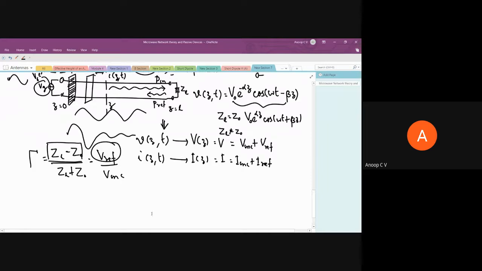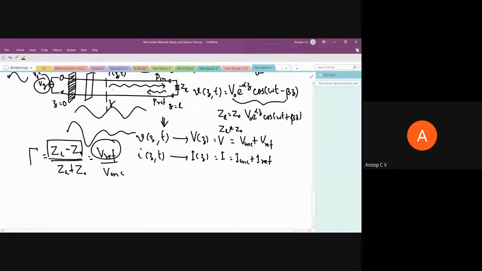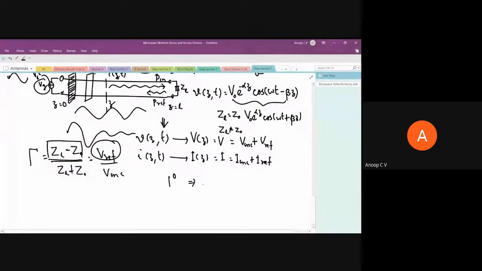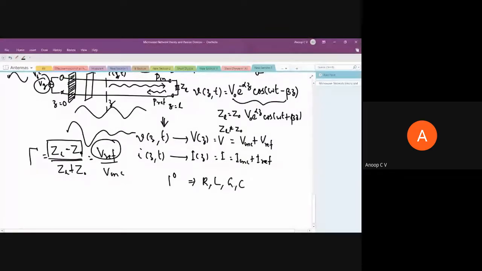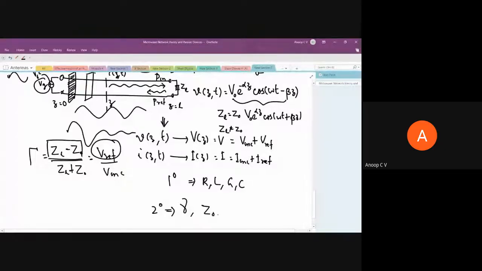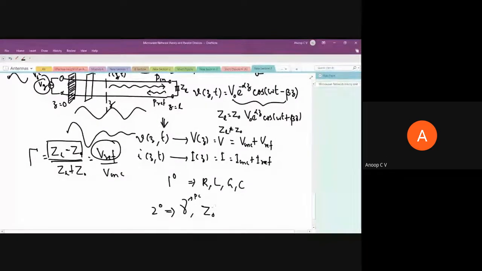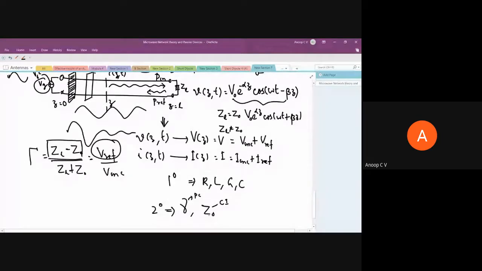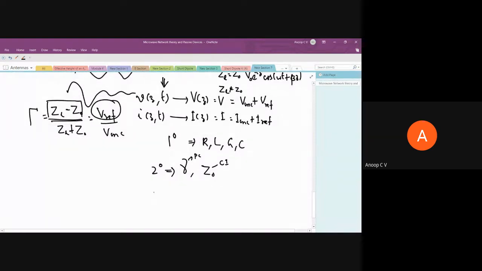So for a transmission line, the primary parameters describe a distributed network. We can represent it using its primary parameters: R, L, G, and C, that is, series resistance, series inductance, shunt conductance and shunt capacitance. These are the primary parameters. And the secondary parameters, if you remember, are gamma and Z naught. Gamma is the propagation constant and Z naught is the characteristic impedance. Can anyone tell me what gamma and Z naught were? Those who give me the answer first will get one extra mark.